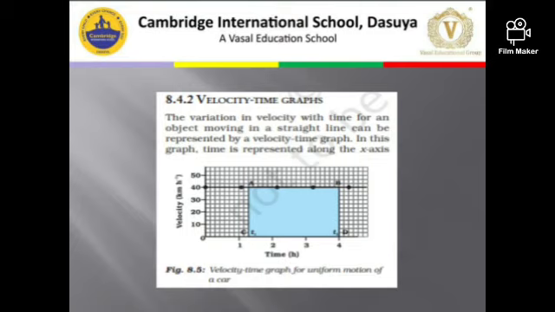Now if you look onto this graph, the variation in the velocity with time for an object moving in a straight line can be represented by this velocity time graph. In this graph you can see that x-axis time is written, obviously it is the independent quantity, so it will be written on x-axis, and along y-axis we have written velocity. Time is in hours and velocity is in kilometer per hour.